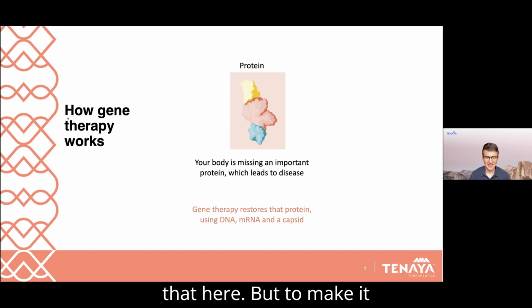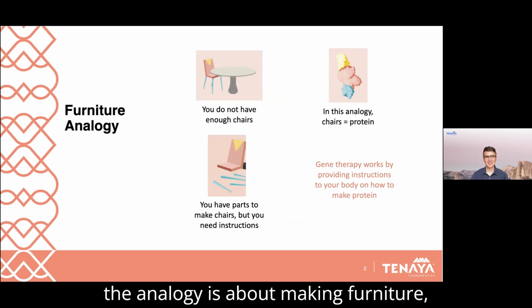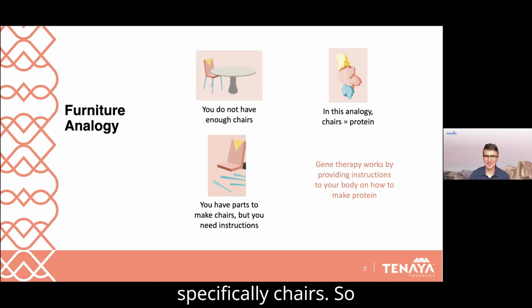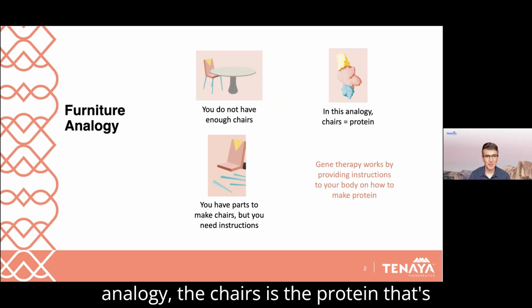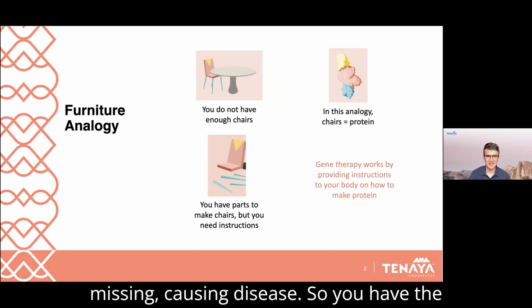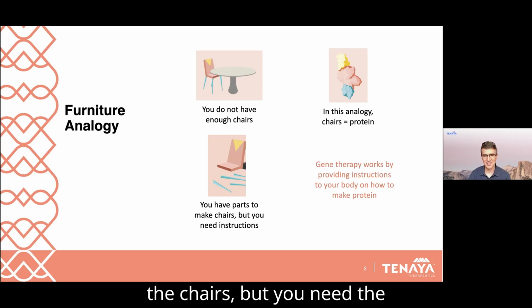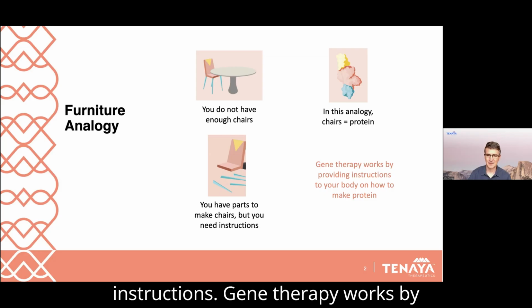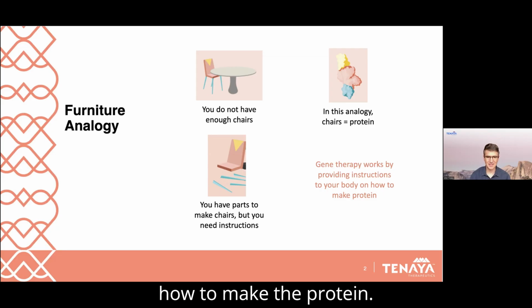So we'll run through that here, but to make it more digestible, we have used an analogy. And the analogy is about making furniture, specifically chairs. So you do not have enough chairs. In this analogy, the chairs is the protein that's missing, causing disease. So you have the parts to make the chairs. You have some friends that are willing to help you make the chairs, but you need the instructions. Gene therapy works by providing instructions to your body on how to make the protein.